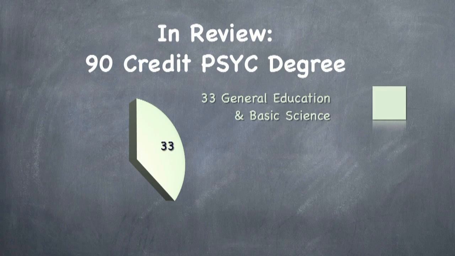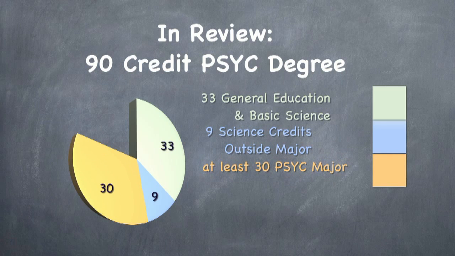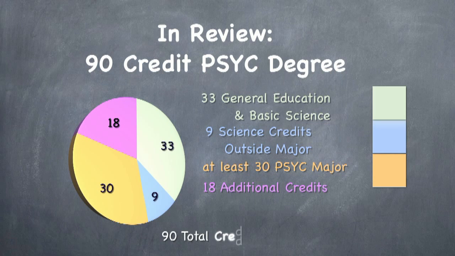You will need 33 general education and basic science credits, 9 science credits taken outside of the major, at least 30 psychology major credits, and 18 additional credits or electives. Don't forget, of the 90 total credits needed to graduate, 18 must be upper level credits.